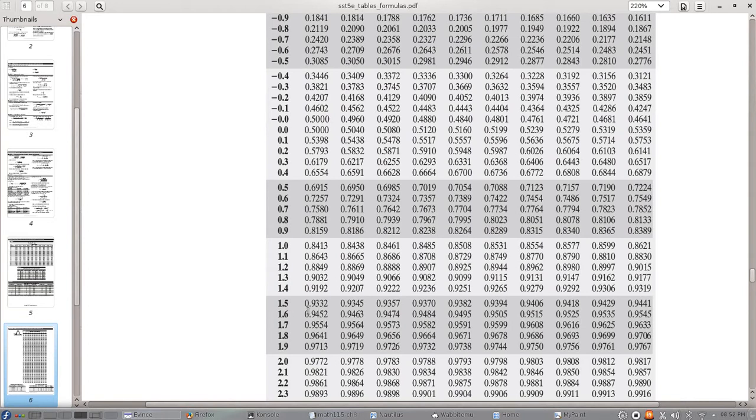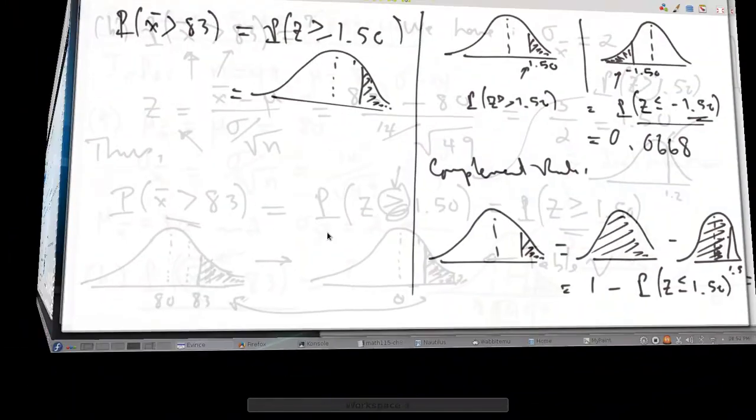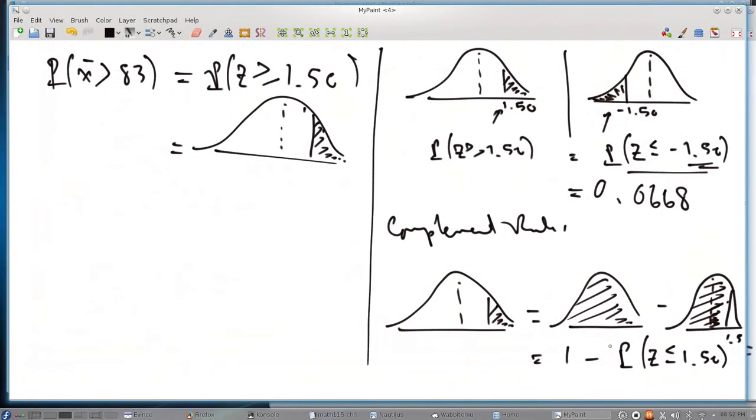So here the value is 0.9332. That is the region that describes this entire curve here to the left of the 1.5 value. So here you have 1 minus 0.9332. If you take 1 minus 0.9332, you get this answer.